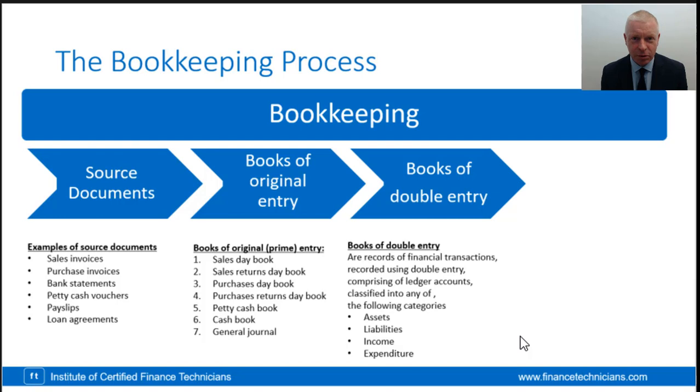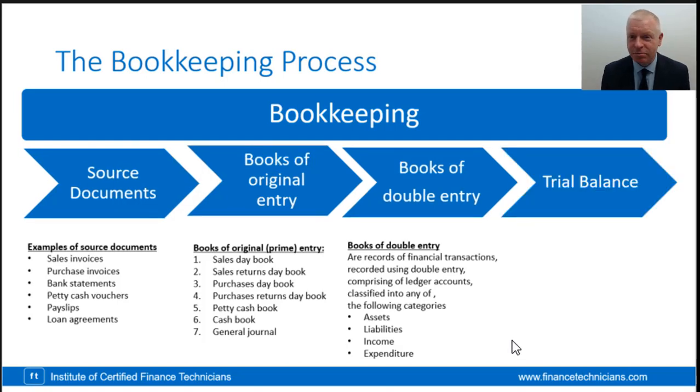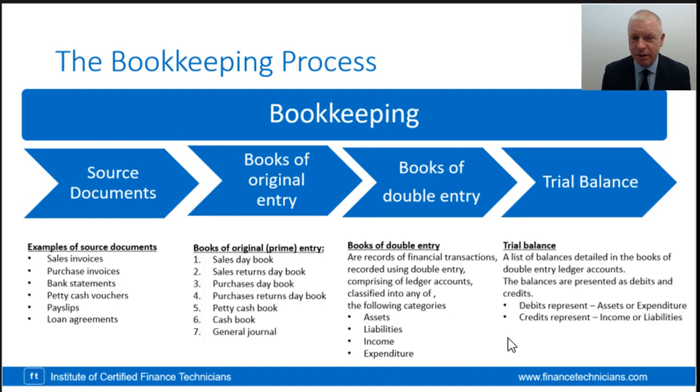But the books of double entry are really important, at the end of which we're going to close off the accounts and we're going to seek to find out what the balances are on each individual ledger account in the books of double entry. And when we do that, we're going to move on then to the trial balance. And in order to just explain the trial balance, we're going to just look at a kind of definition here. It says that it's a list of balances detailed in the books of double entry accounts. The balances are presented as debits and credits. So it summarizes all the information.